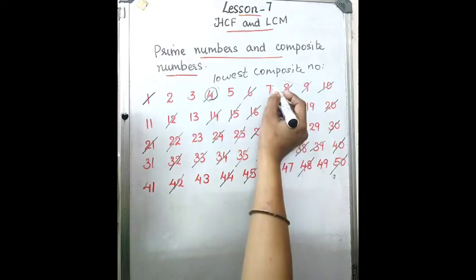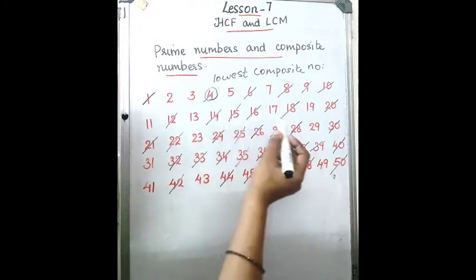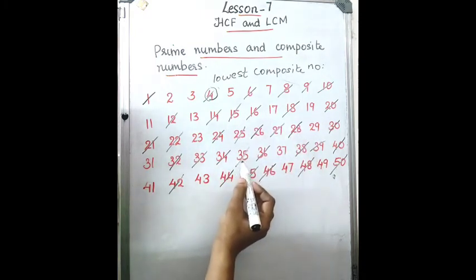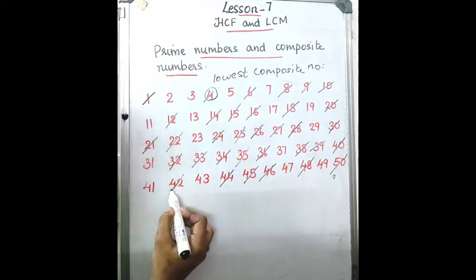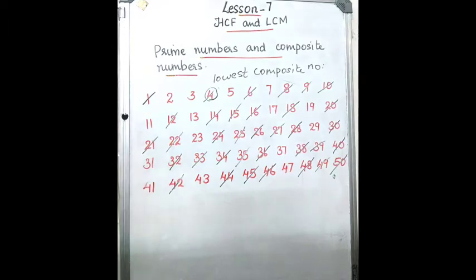So 7. 1 7 is 7, 2 7s are 14, 3 7s are 21, 4 7s are 28, 5 7s are 35, 6 7s are 42, 7 7s are 49. So we have crossed 7 also.